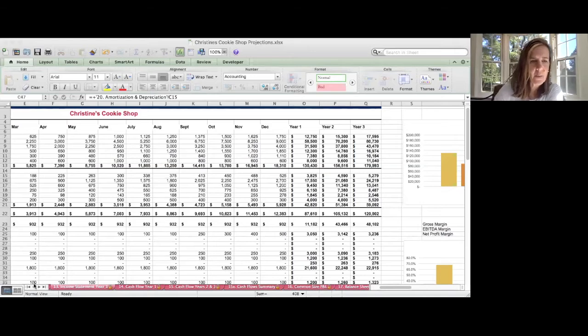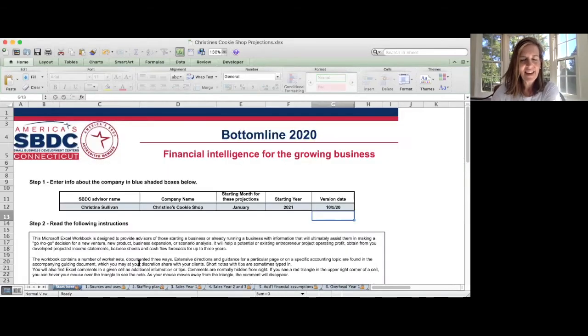And what I did, while I hope everybody was doing their homework, is I created my own little business here as a way of walking people through the bottom line tool. And we were making cookies here last night. So here we have a new business, Christine's Cookie Shop, which is going to start in January of 2021.